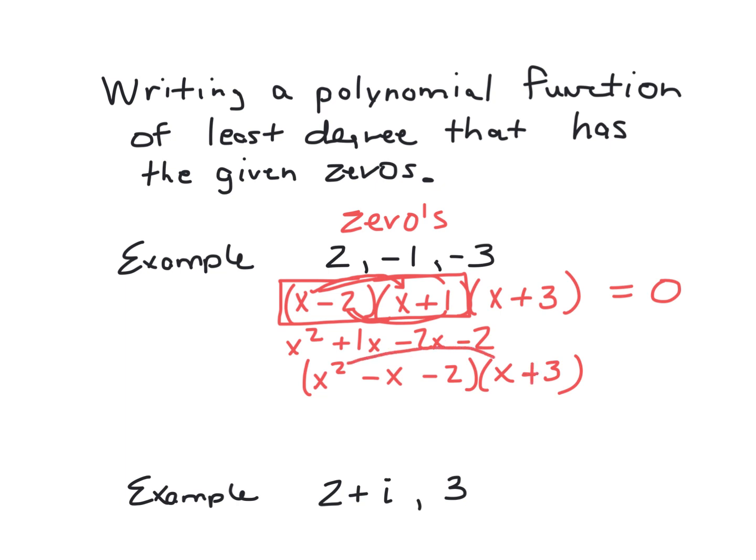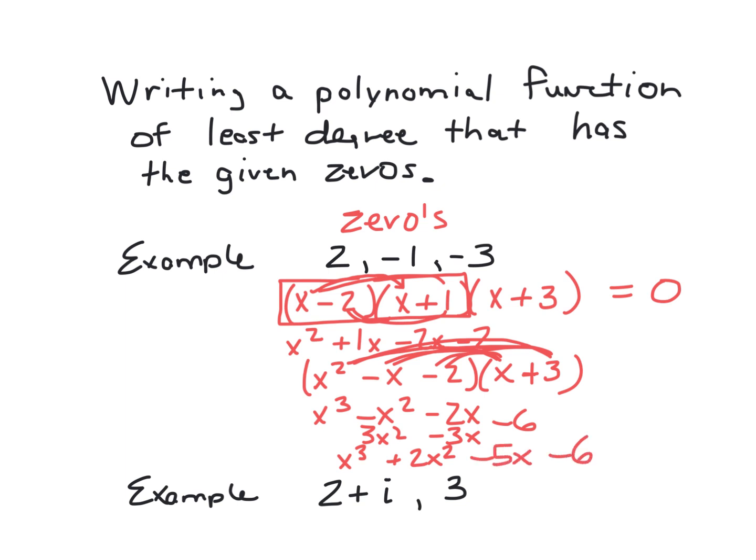So I'd run the x squared through. I'd have x to the third, a negative x squared, a negative 2x. And then multiplying it through by the 3, I'd have 3x squared, which I'm going to put right there, a negative 3x, and a negative 6. Combining like terms, then, I'd have x cubed plus 2x squared minus 5x minus 6. And that would be the third degree equation that would have those 3 values as its solutions.